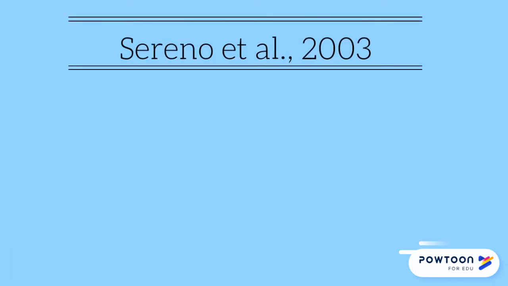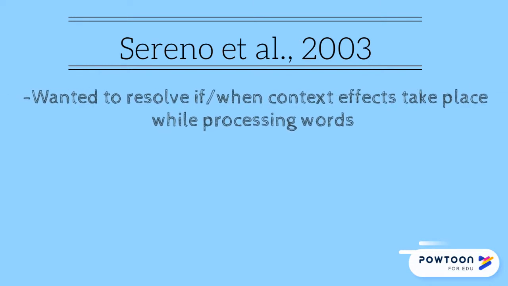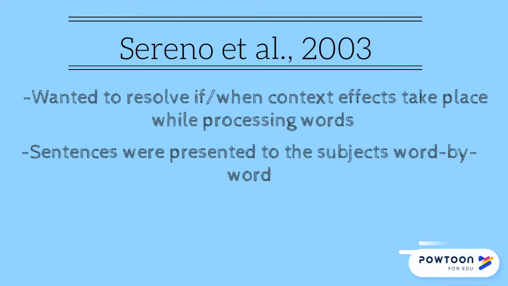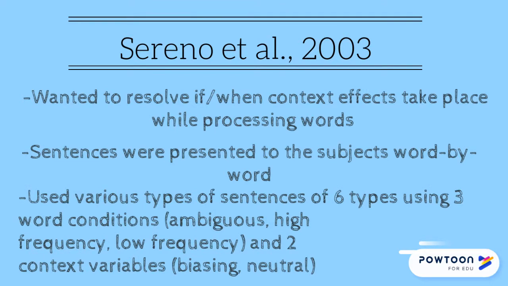The first article we'll talk about is research performed by Serino et al. in 2003. Their goal was to resolve if and when context effects take place while processing words. In this study, sentences were presented to the subjects word by word. Sentences of various types were used. Six sentence types were created using three word conditions: ambiguous, high frequency, and low frequency, and two context variables, biasing and neutral.